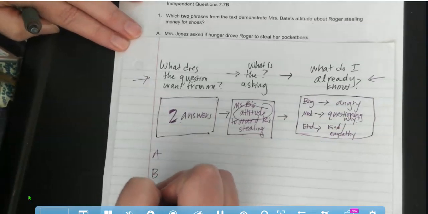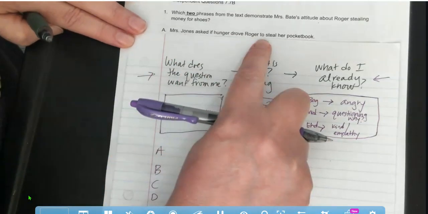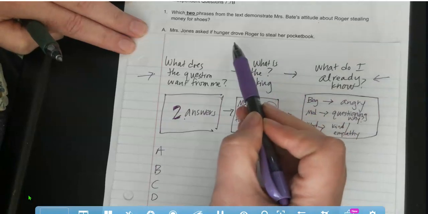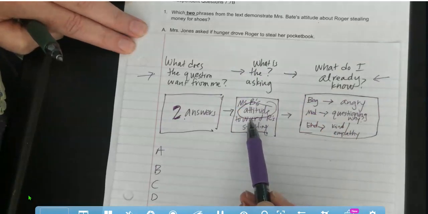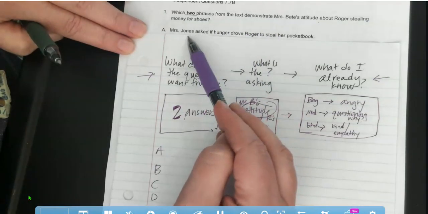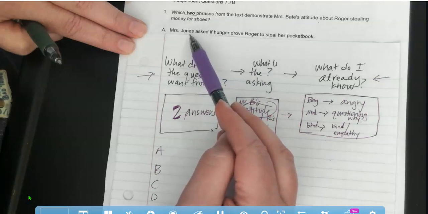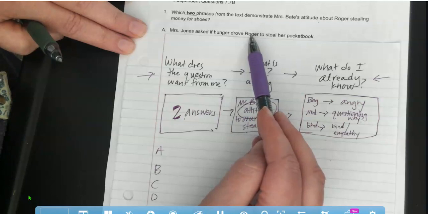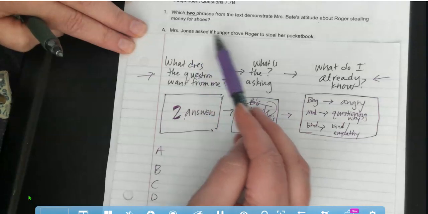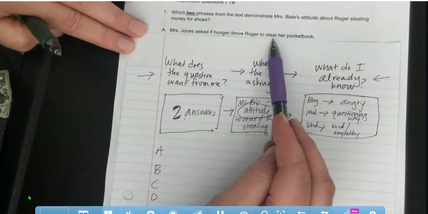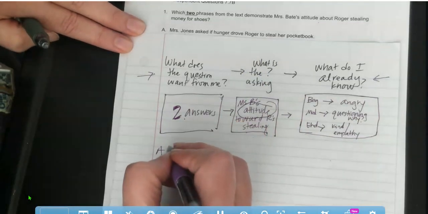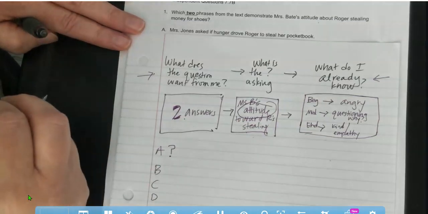Choice A. When I look at it, Mrs. Jones asked if hunger drove Roger to steal her pocketbook. Well, I'm always going to go back to my question. Does that show her attitude toward him stealing? Well, it mentions Miss Jones. Miss Bates, remember, is also Miss Jones, Miss Luella Bates Washington Jones. She's asking whether hunger made him steal. So it does talk about Miss Bates Washington Jones. It also talked about Roger, and it talked about stealing. And she is questioning why. So this is looking like a pretty good answer, but I'm really not sure, and I haven't explored very much.